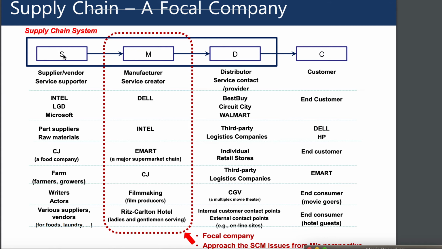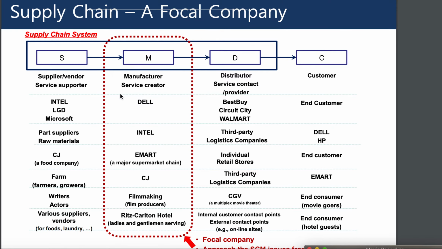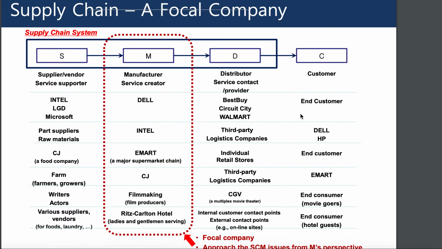So a company can be in different locations. In this case, Microsoft is here if it's selling chips, but Microsoft can also be here in the distribution because there are also Microsoft stores. And it can also be a manufacturer. They develop these products, and they can be in different locations. And then you can see Dell manufactures the product and it's distributed to different markets like Best Buy, Circuit City, and Walmart. Then it's delivered to the end customers.